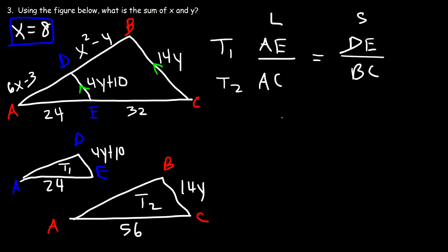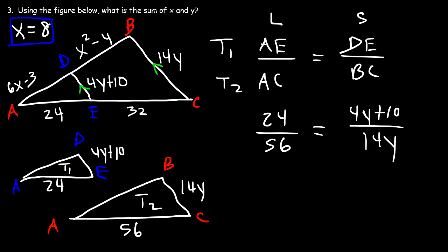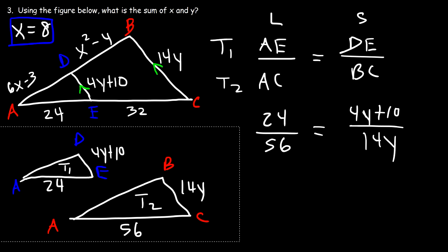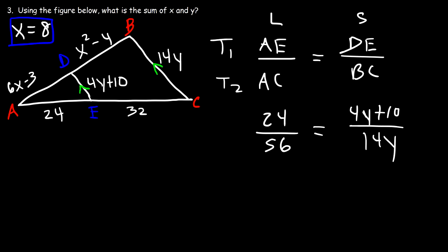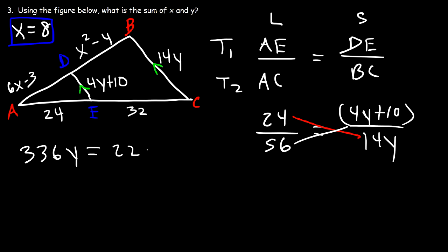Now let's plug in what we know. So AE is 24 and AC is 56. DE is 4y plus 10 and BC is 14y. So let's get rid of this and let's cross multiply. So 24 times 14y, that's going to be 336y. And then 56 times 4y is 224y. And then 56 times 10 is 560.